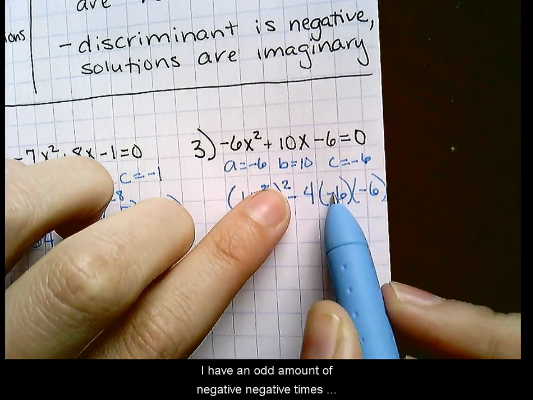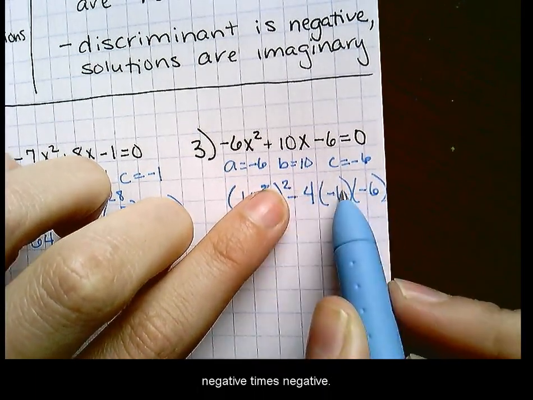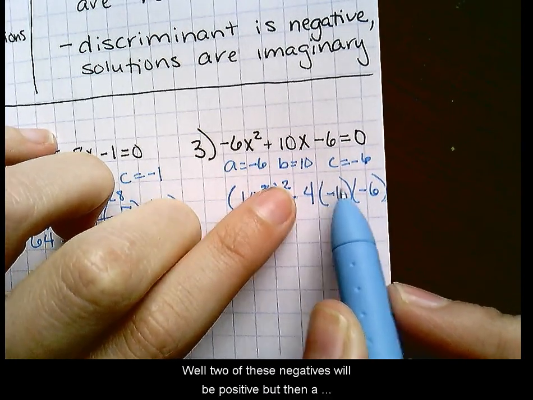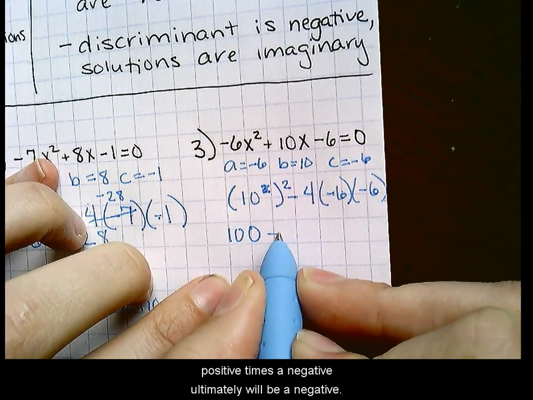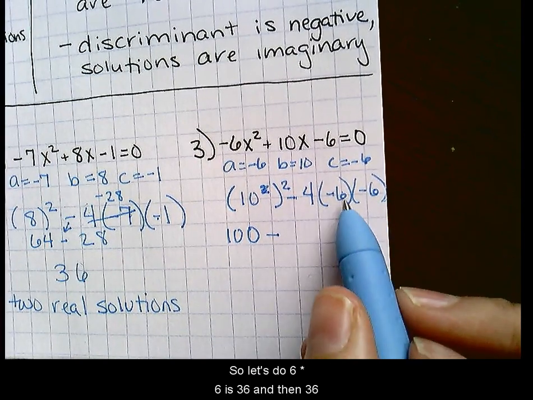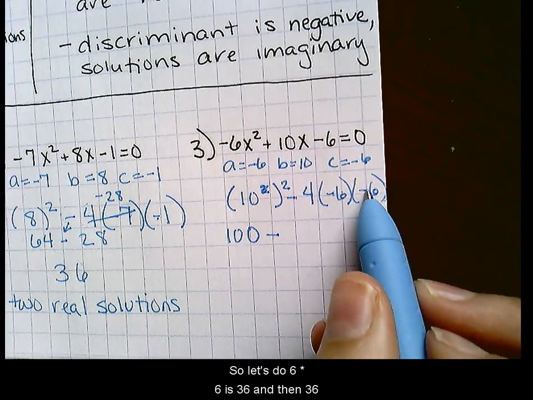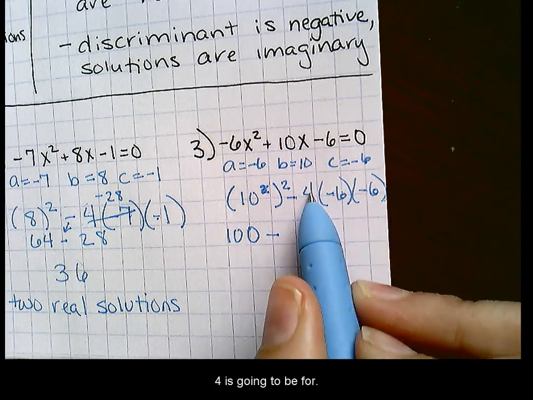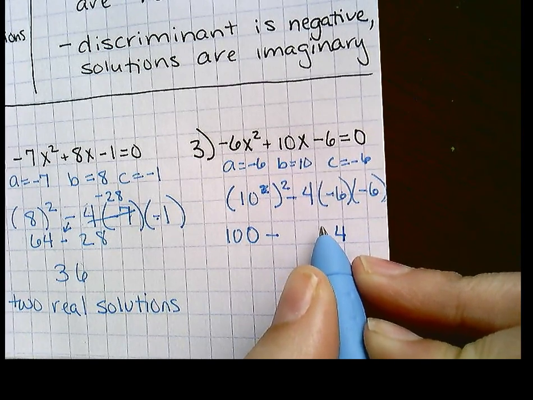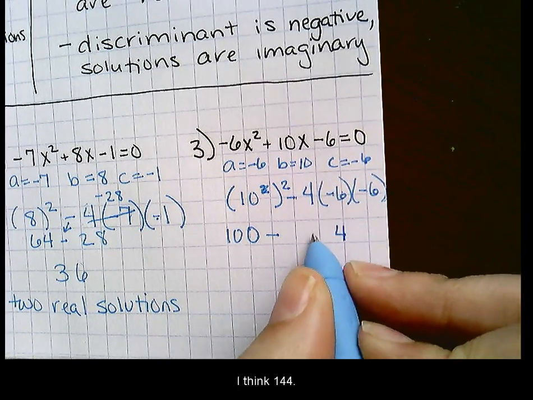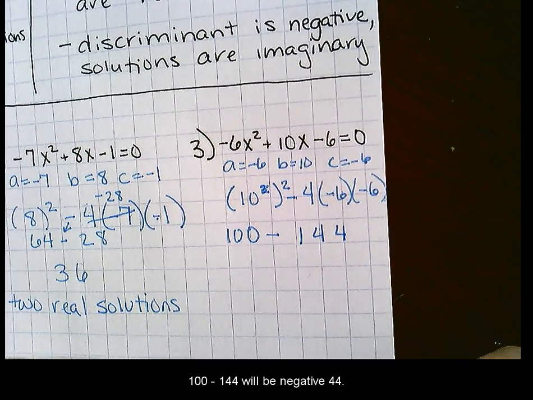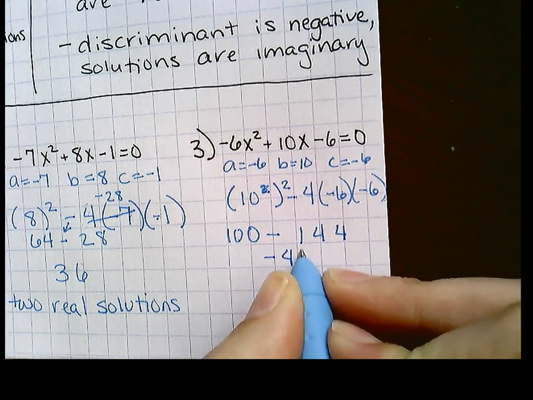And I have an odd amount of negatives, negative times negative times negative. Well, 2 of these negatives will be positive, but then a positive times a negative ultimately will be a negative. Now we just have to worry about the numbers. So let's do 6 times 6 is 36. And then 36 times 4 is going to be 144. Okay? And then 100 minus 144 will be negative 44.